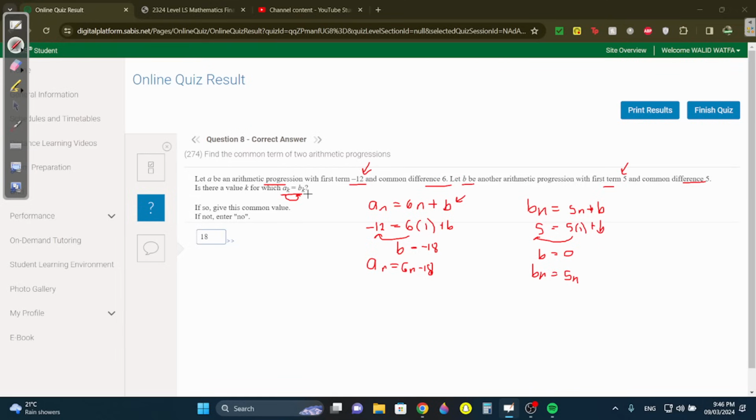We want to equate ak and bk. Let's equate 6n minus 18 to 5n. 6n minus 18 equals 5n. Take 5n to the left, 18 to the right. You get n equals 18. So at n equals 18, both of these sequences are equal.